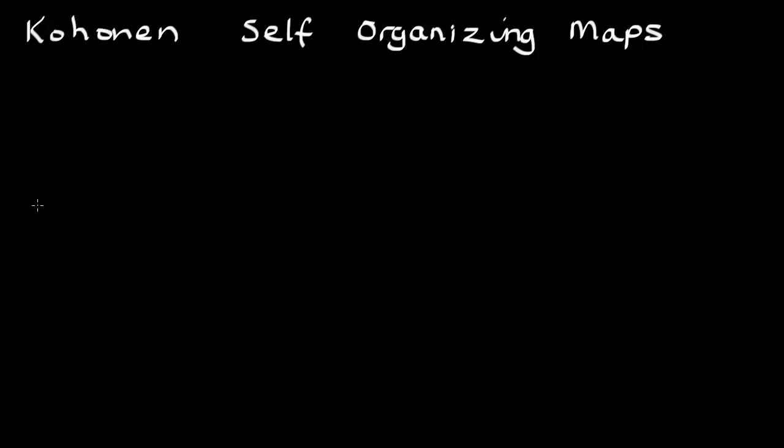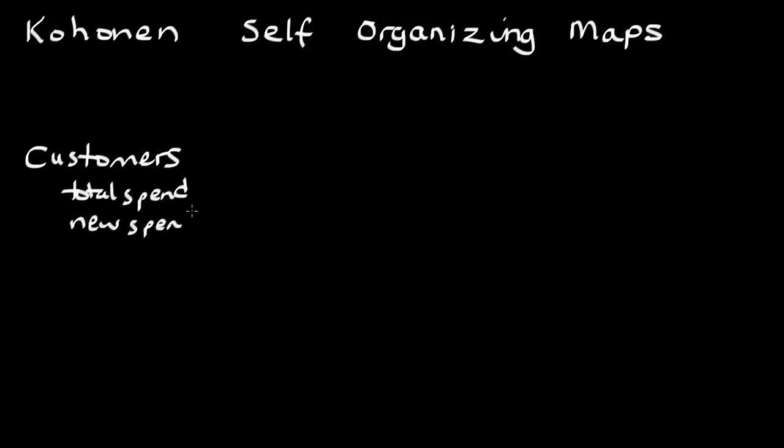So if we were to imagine the dataset we've already been using in other examples, we have customers. And for that customer information, we have the total spend, we have the new spend, we have income, and we have loyalty. So we have 4 variables for each customer. So we want to try and group the customers together.